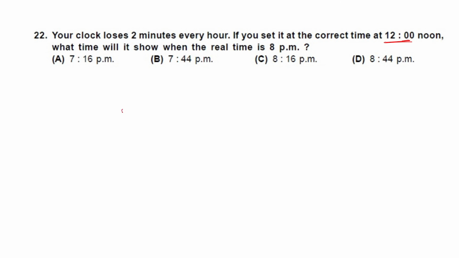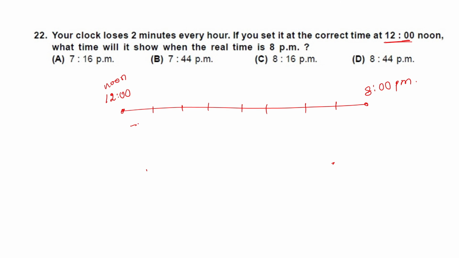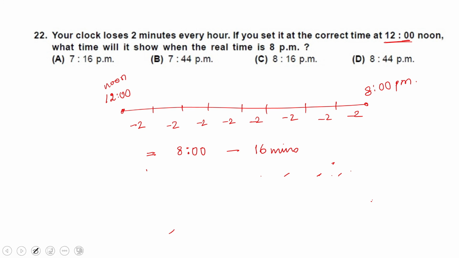Well, let's start from 12 noon. Now, from 12 noon to 8 p.m., each hour I lose 2 minutes. So, I go on losing 2 minutes for 8 hours. That means in all, whatever the time is at 8 o'clock, I need to subtract 16 minutes from there. Now this is nothing but 7:44. So 7:44 p.m. is the time that it will show when the real time is 8 o'clock.